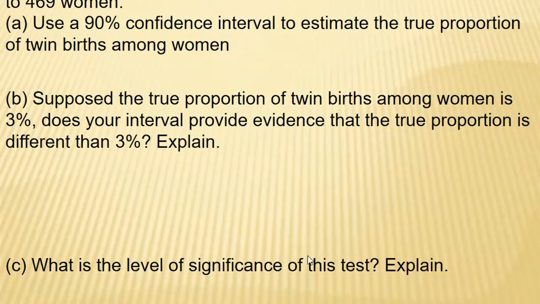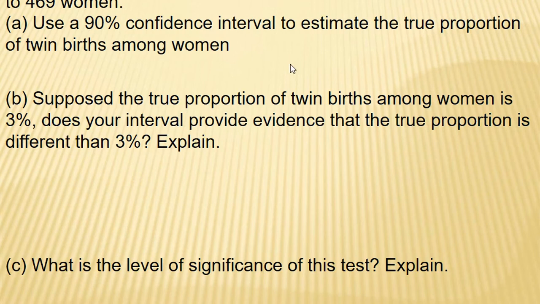Try just exactly the same way we just did it. Try number 3. Okay, so number 3. In 2001, a magazine reported the results of a study about the birth of twins. The study concluded that 12 sets of twins were born to 469 women. Use a 90% confidence interval to estimate the true proportion of twins among women.